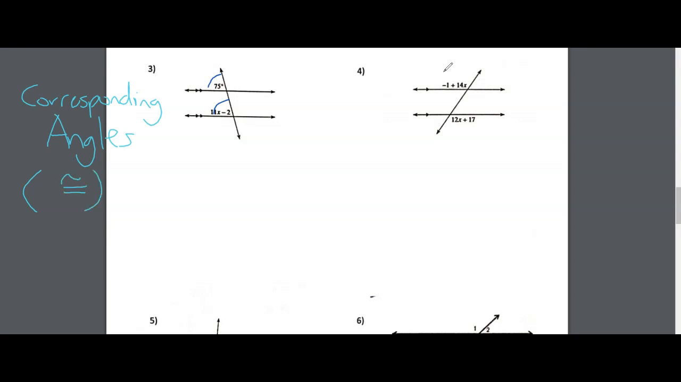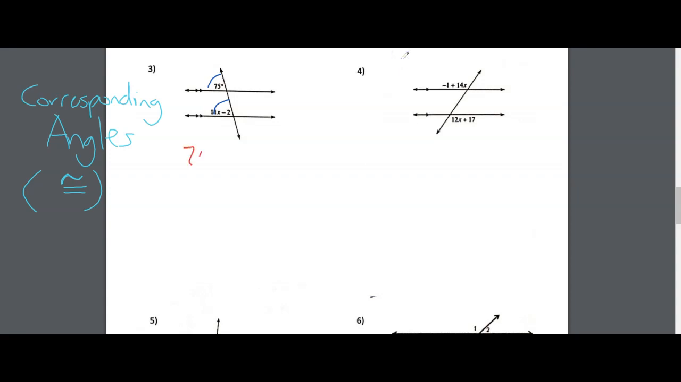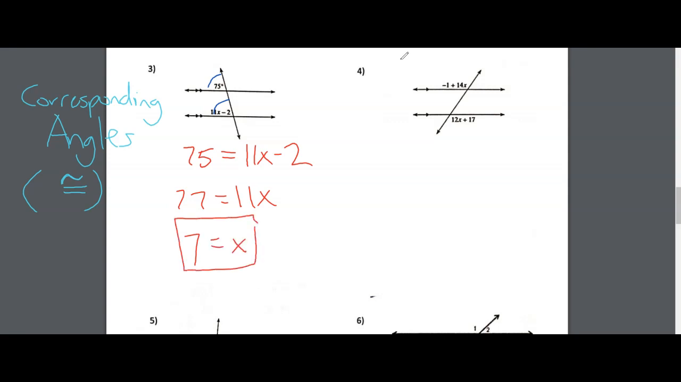And this time I'll just show you the congruency symbol because you can either write out the word congruent or you can just put the symbol. So again, if they're congruent, well, this 75-degree angle has to be equal to the 11x minus 2 angle. And then we just solve. So I'm going to add 2 to both sides, divide by 11, and I get 7 is equal to x, or x is equal to 7.